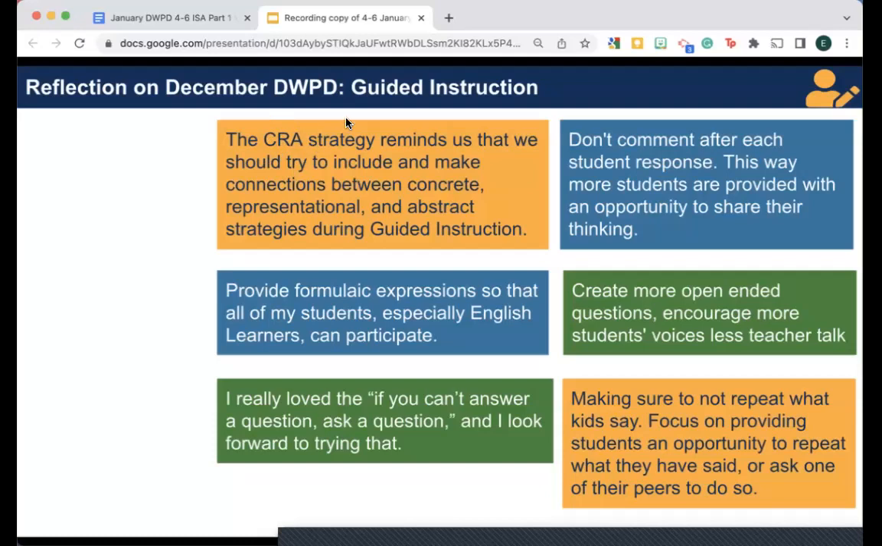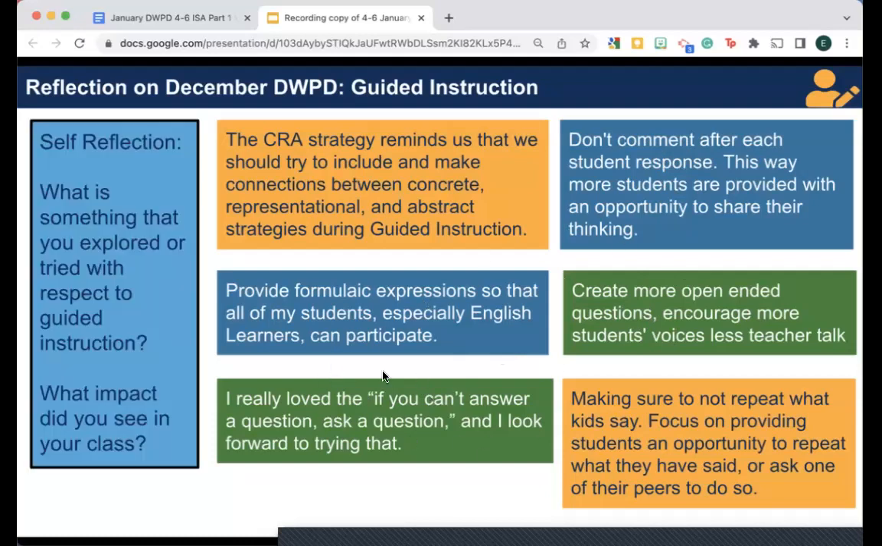Other people were excited about a lot of talk and pushing that talk and that thinking more on students, not taking away their agency, creating more open questions so they can talk. And if they can't answer something, ask something. Put that onus on them.